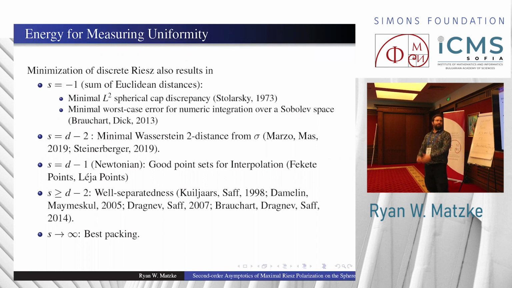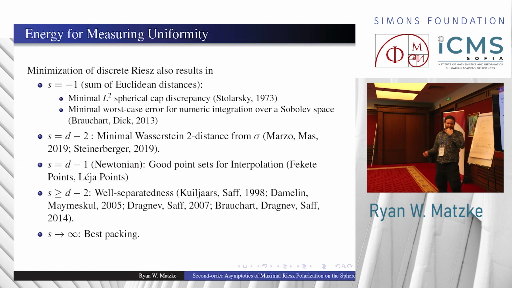There's a wide variety of other methods of measuring either good behavior or some kind of regularity that all connect to Riesz minimization. So, for instance, in the case where s is -1, which is basically the same as summing up Euclidean distances, minimization of the Riesz energy, or maximizing the sum of Euclidean distances, is the same as minimizing the L2 spherical cap discrepancy. You might remember a bit of that from Damir's talk. It also is equivalent to minimizing the worst case error of numerical integration over a certain Sobolev space. That was a relatively recent result by Brauchart and Dick.